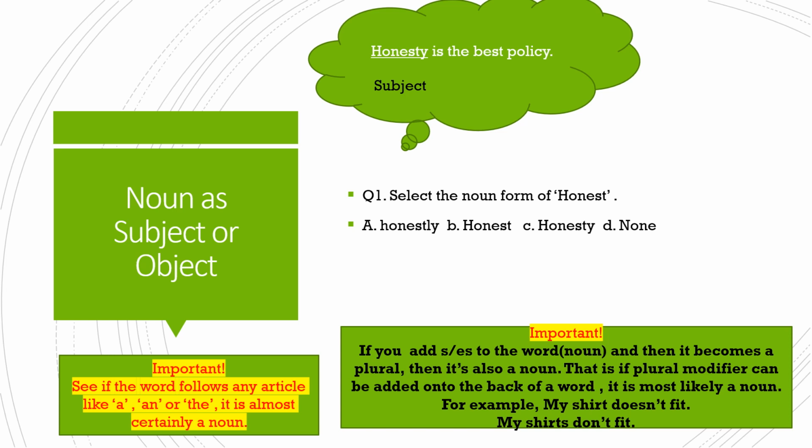So whenever you are asked to identify a noun in a sentence, see whether it is functioning as a subject or an object. Secondly, an important tip is that if you come across a noun and you can put s or es to that particular noun, and it becomes a plural and is grammatically correct, then it is also a noun. So this was another tip to identify a noun in a sentence.